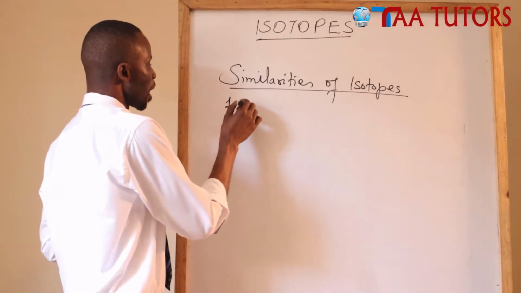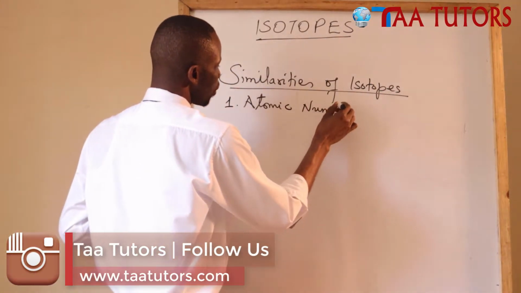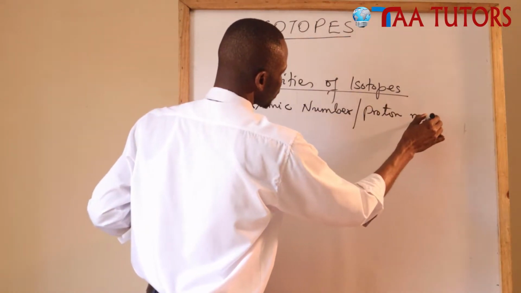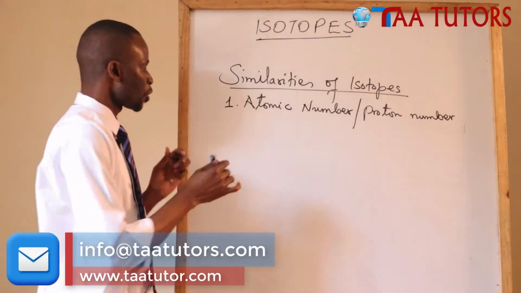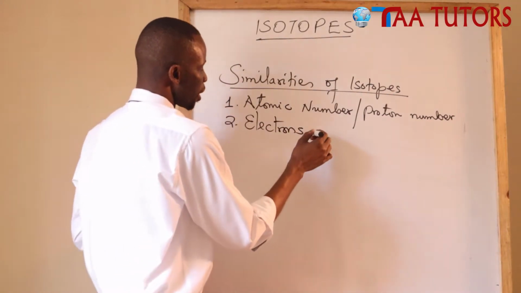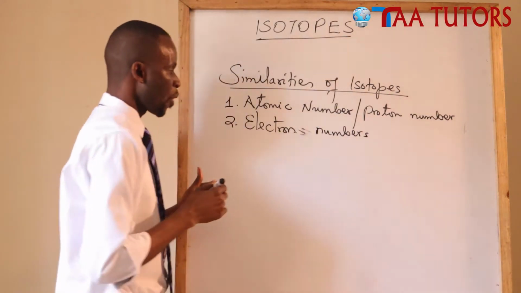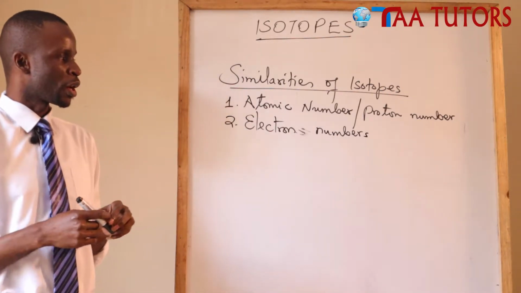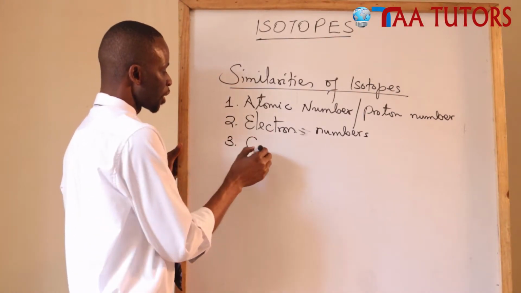Number one, atomic number. So atomic number is always the same, and we know atomic number is the same as proton number. So protons are the same in isotopes. Number two, electron numbers. Electron numbers are also identical. Why? Because we know that atomic number or proton number is the same as electron numbers in any atom.